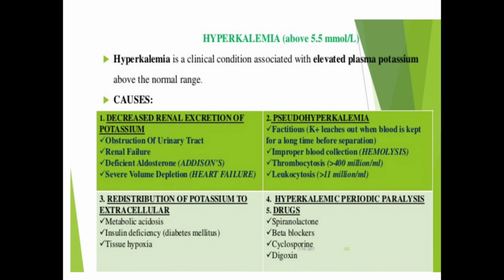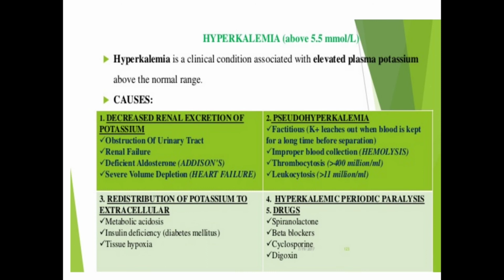Hyperkalemia is above 5.5 millimoles, elevated plasma potassium. Causes: decreased renal excretion of potassium, maybe because of obstruction of the urinary tract or renal failure. When there is decreased renal excretion, potassium comes to the blood, so serum potassium level increases. Deficient aldosterone, Addison's disease, and severe volume depletion because of heart failure.